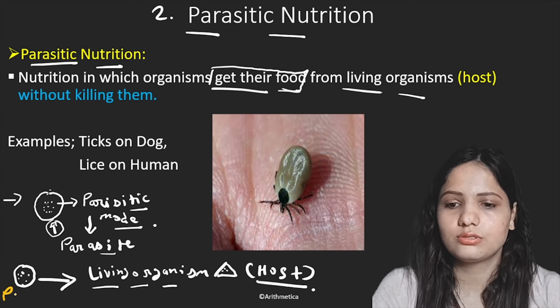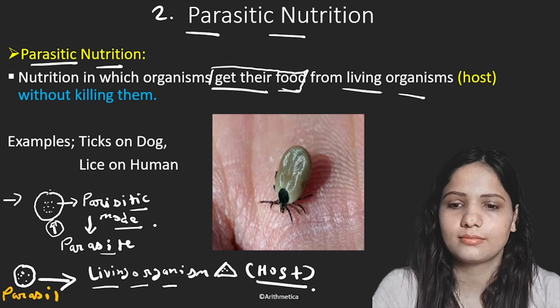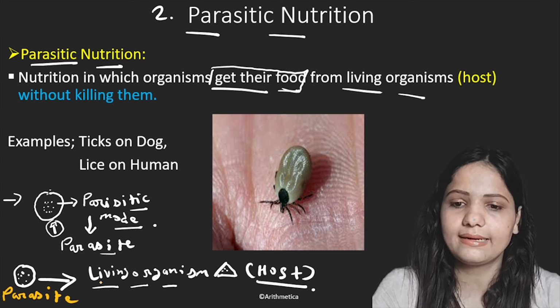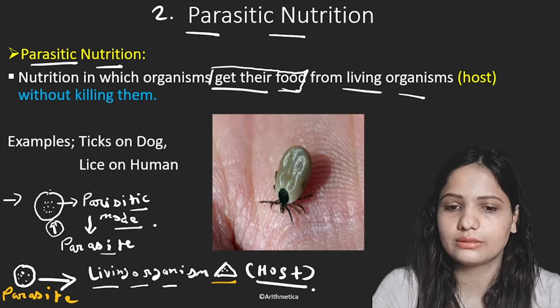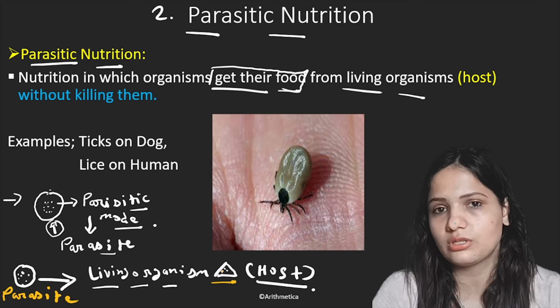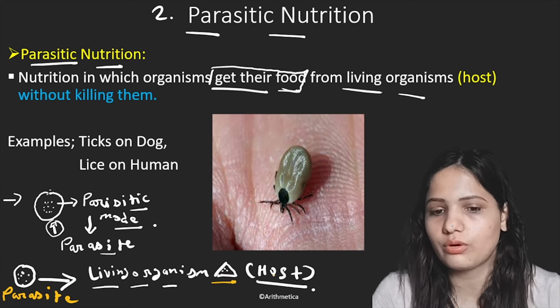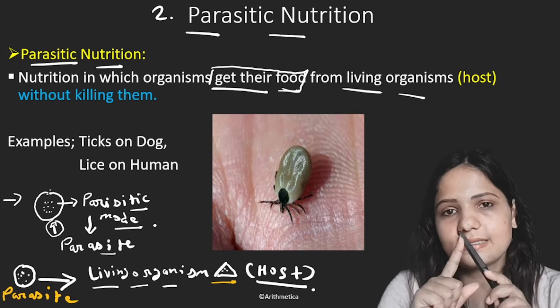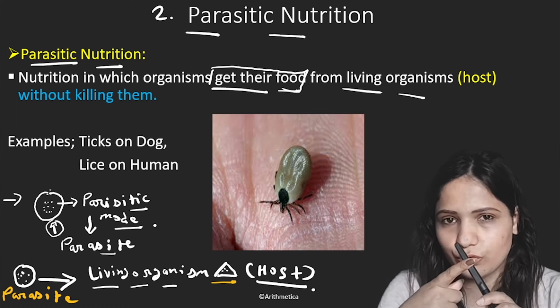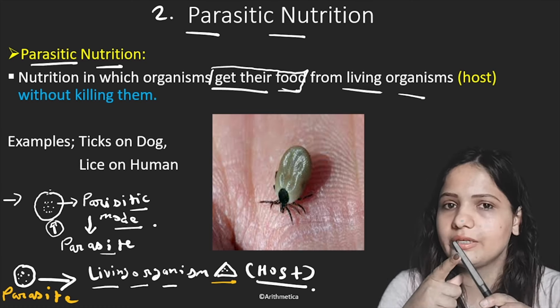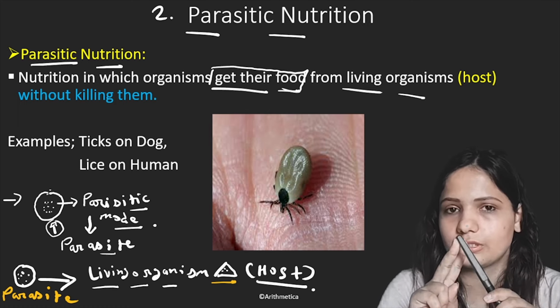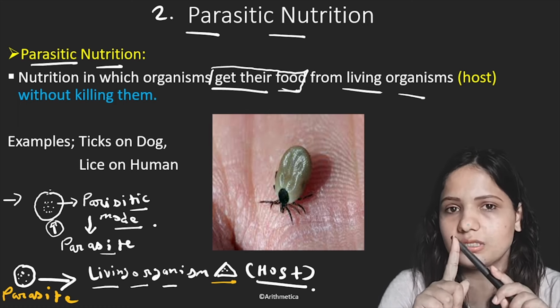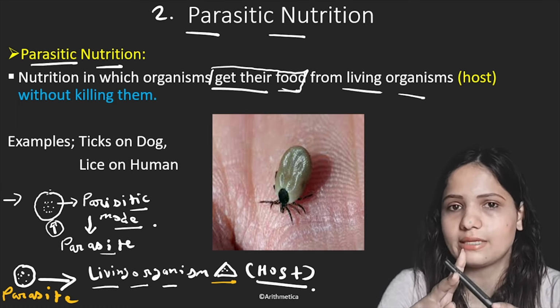This was the parasite, and it gets its food from a living organism. This is the living organism, and this living organism on which the parasite feeds is known as the host. There are two terms, parasite and host. A parasite is the organism which shows the parasitic mode of nutrition, and it will feed on a living organism, and that living organism on which this parasite feeds is known as the host.